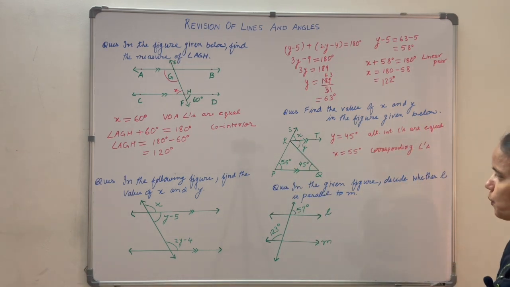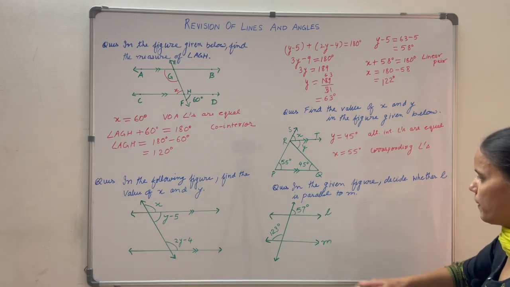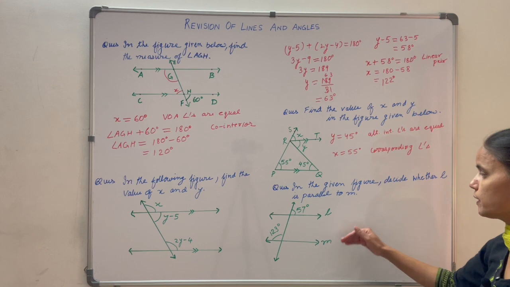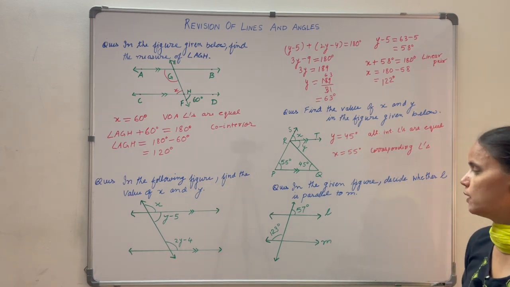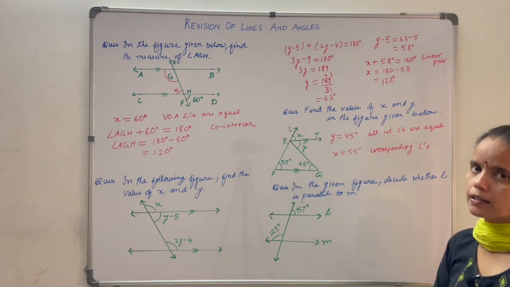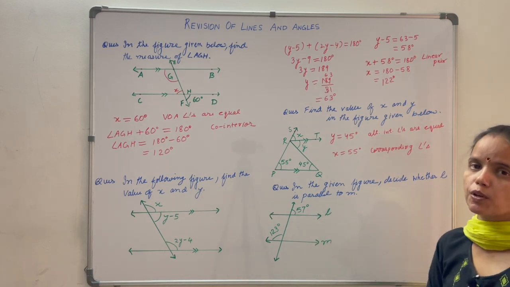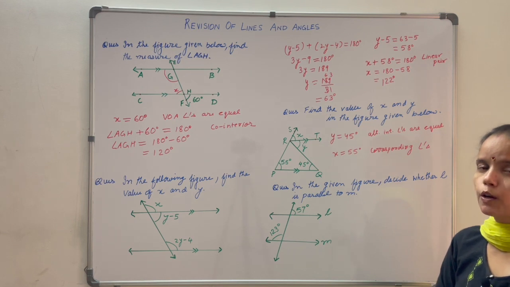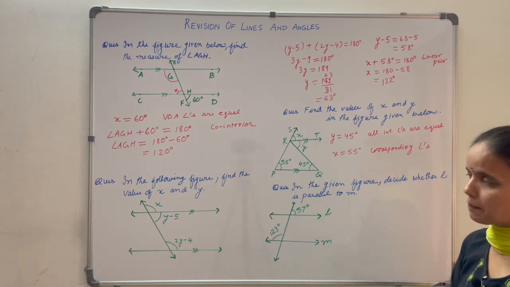Now let us do this question. In the given figure, decide whether L is parallel to M. Now you have to decide whether L is parallel to M. That means if you can prove that one of the pairs of corresponding angles are equal, or one of the pairs of alternate interior angles are equal, or angles on the same side of the transversal add up to 180 degrees. If you can prove any one of these, then those two lines are parallel.